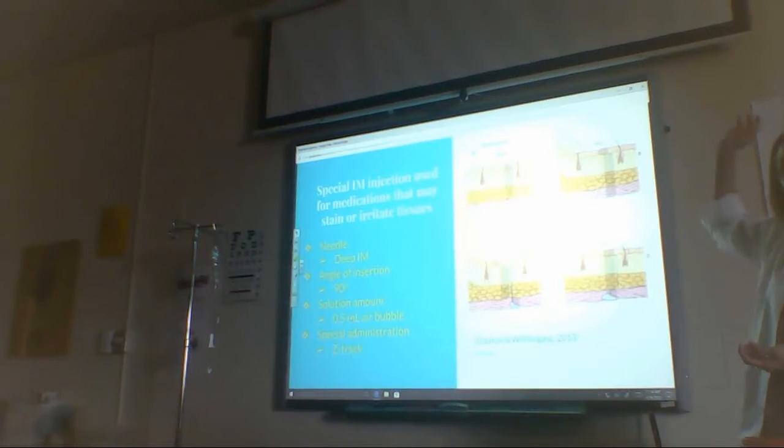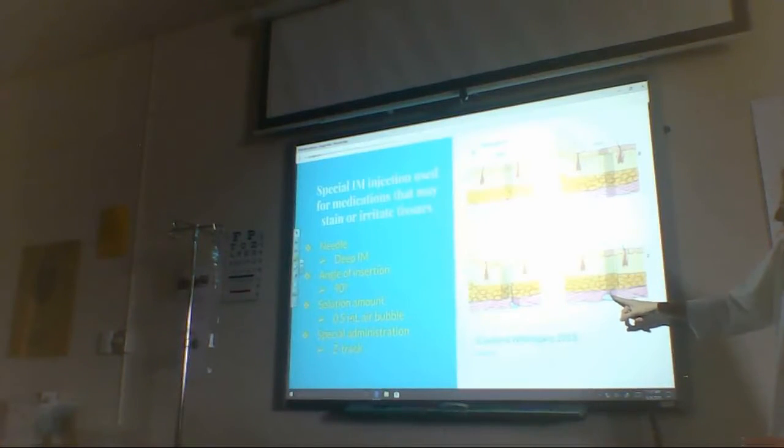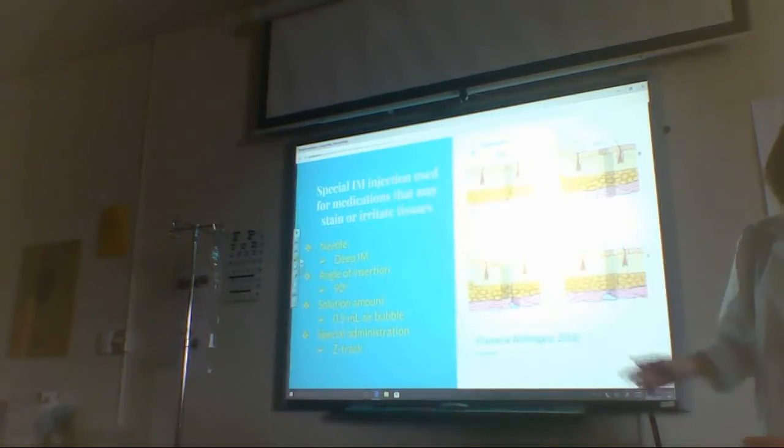So you're going to pull the needle out, and then you're going to release the skin. And when you do that, theoretically it's supposed to leave this trapped area where the needle was and now where your solution is, and so it won't leak back out onto the tissue. So it shouldn't irritate like the Rocephin, or it shouldn't stain like an iron injection would. Any questions about that one?